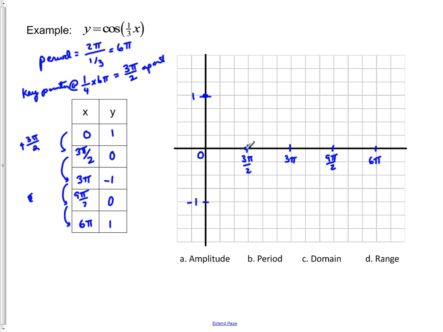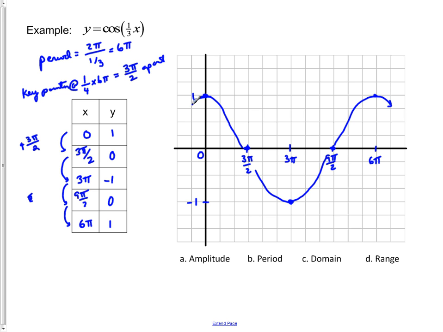Since we're following the cosine function, we're going to start at 0 and go to 1. 3 pi over 2 this time will be at 0. 3 pi will be at -1. At 9 pi over 2, we're back to 0. And then at 6 pi, we're back to +1. And so following the bouncing balls here to get our picture of our graph, we see that the function passes through each of the key points.